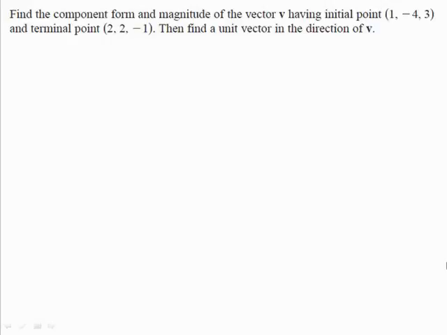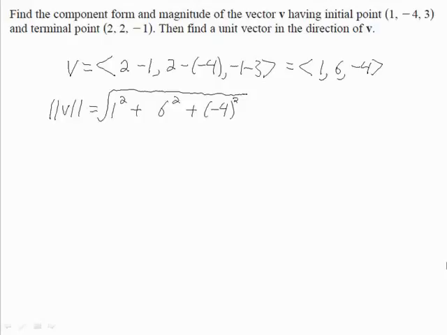The component form of v is 2 minus 1, 2 minus -4, and -1 minus 3, which equals 1, 6, -4. This implies that the magnitude of v is the square root of the quantity 1 squared plus 6 squared plus -4 squared, which is equal to the square root of the quantity 1 plus 36 plus 16, which is equal to the square root of 53.